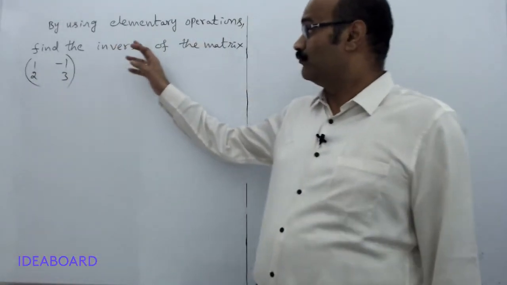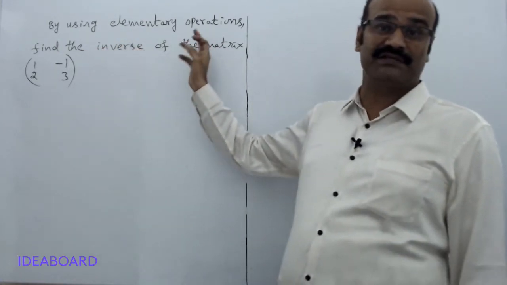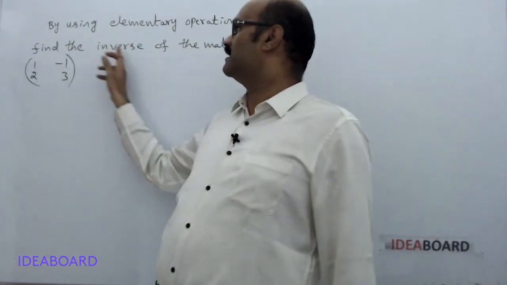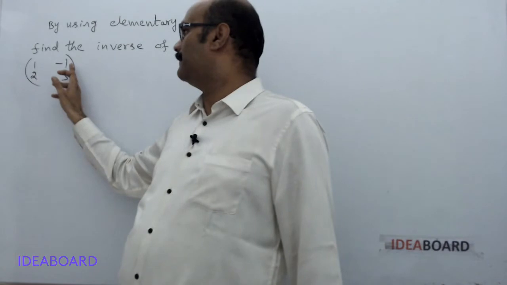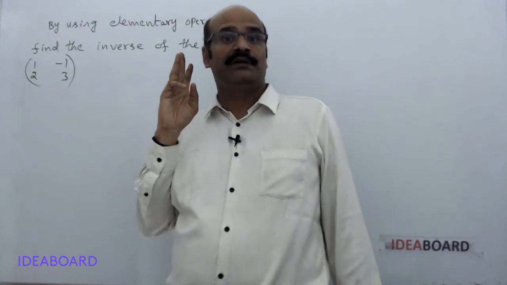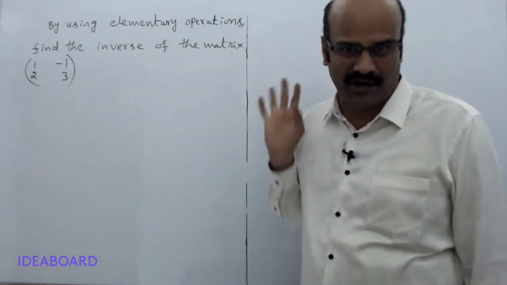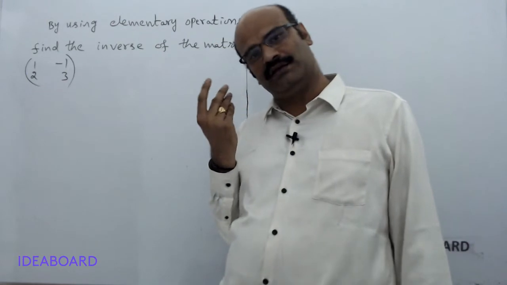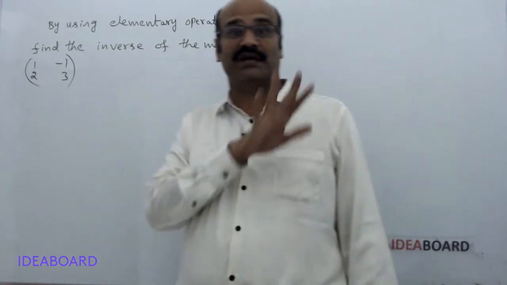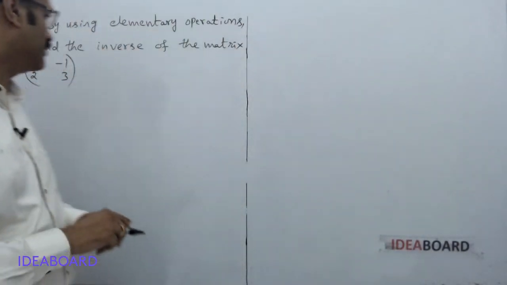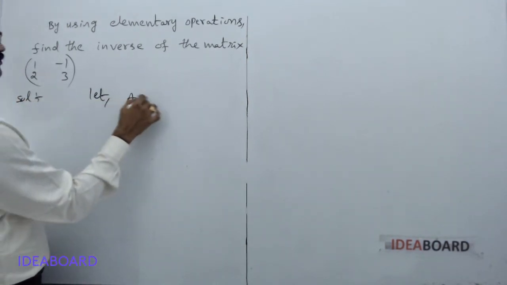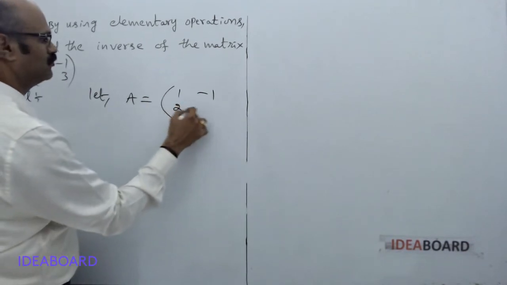Now we are going to solve problems on inverse of a matrix by using elementary operations. By using elementary operations, find the inverse of the matrix 1, minus 1, 2, 3. I told you that there are 3 elementary row operations and 3 elementary column operations. We can take any 3 row operations or any 3 column operations, but we have to take either row operations or column operations. So solution: let A equal to 1, minus 1, 2, 3.